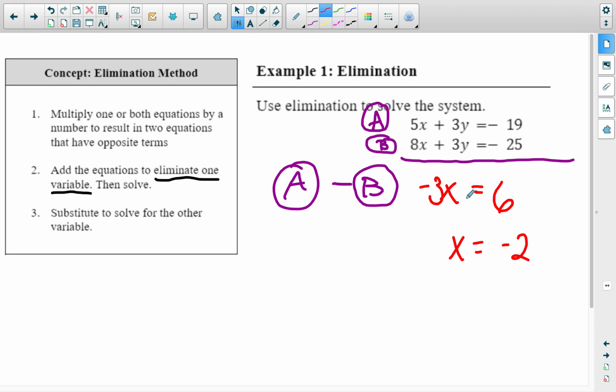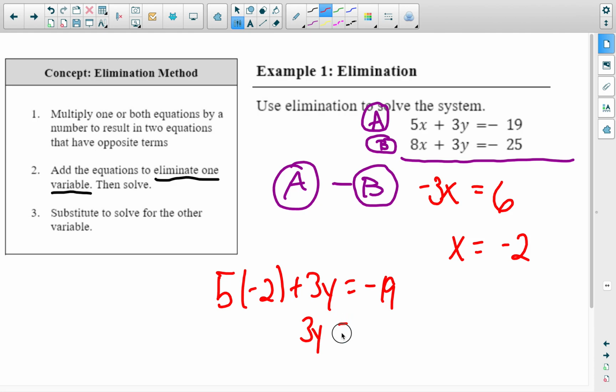So I can take x equals negative 2 and plug it into either of these equations. I'll plug it into the top one. 5 times negative 2 plus 3y equals negative 19. What is my y going to be? If I multiply this out and then add 10 to both sides, I get that 3y is equal to negative 9, meaning y is equal to negative 3. So my solution to the system would be negative 2 comma negative 3.